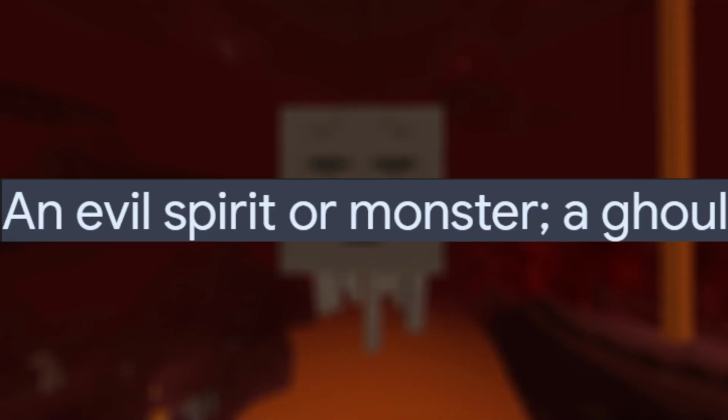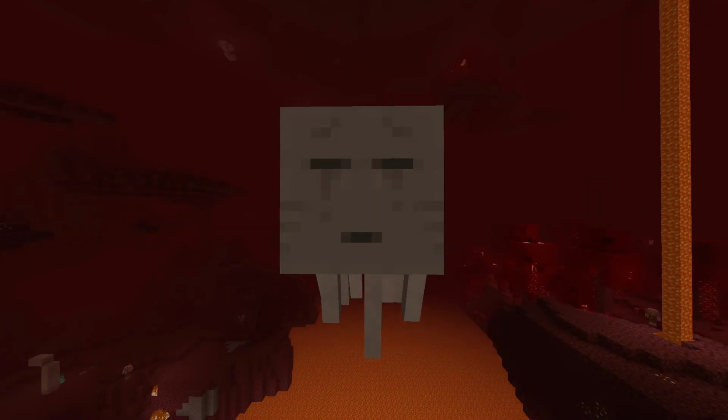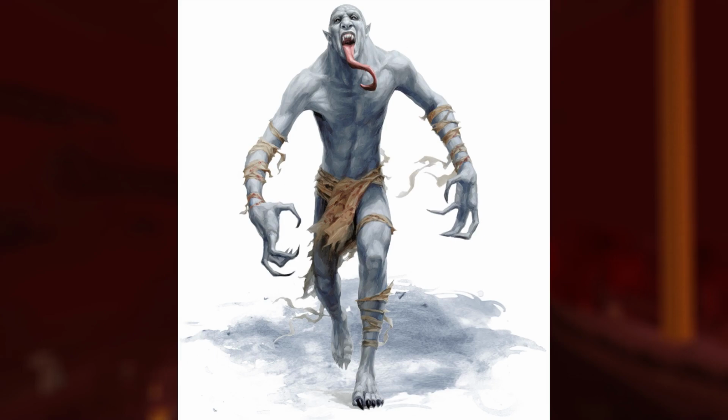With 11 points, the Ghast means an evil spirit or monster. With that very general definition, it makes sense that a simple D&D monster is one who gets in the ghast way.